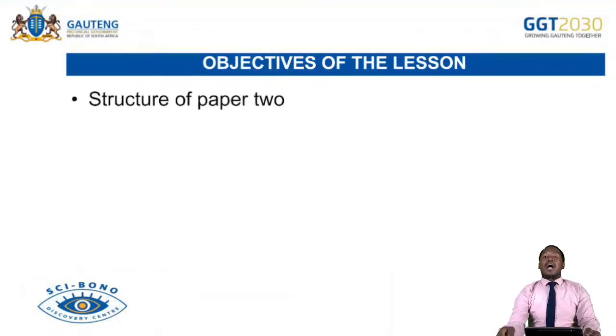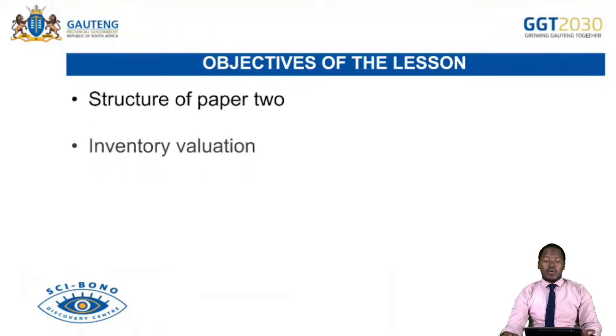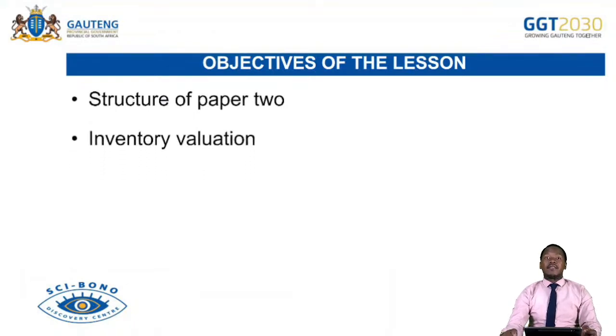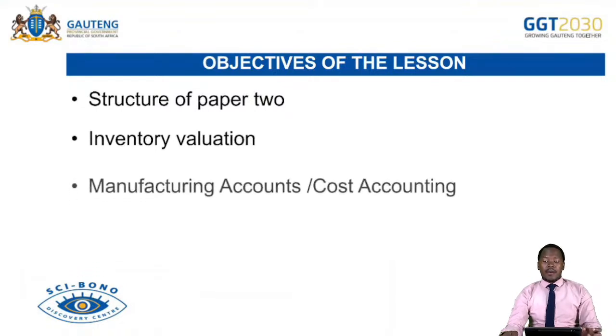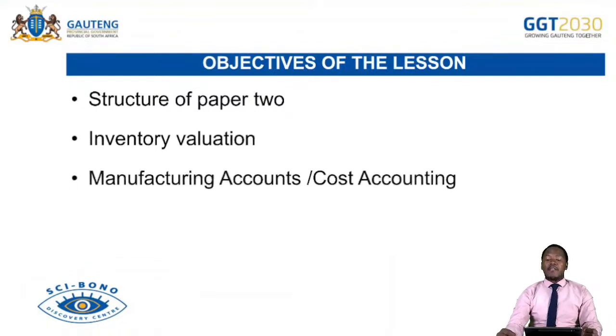Welcome, grade 12 learners. Today's topic is paper 2 revision. The objective of this lesson will be the following. We are going to be looking at the structure of paper 2. We are going to be looking at inventory valuations in detail. We are going to be looking at manufacturing accounts or cost accounting.